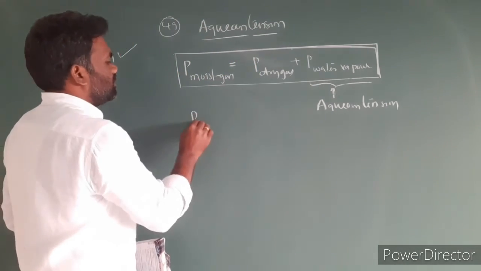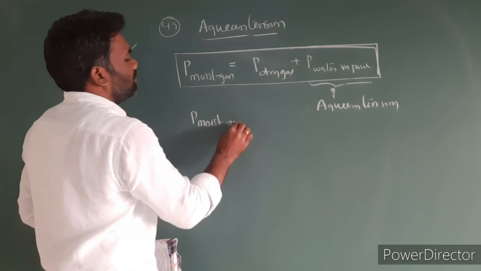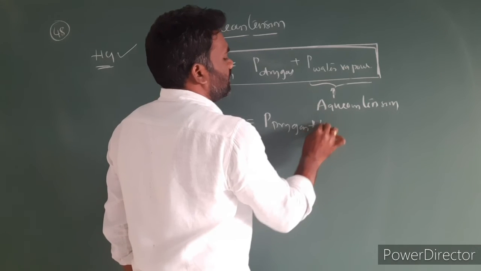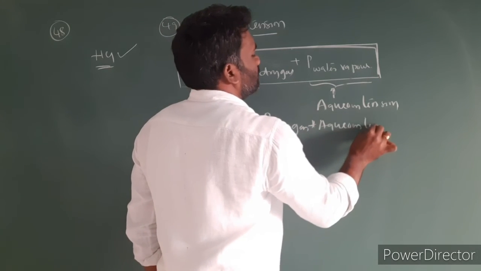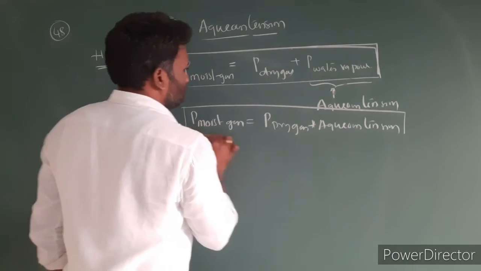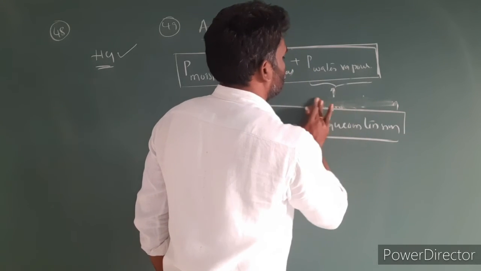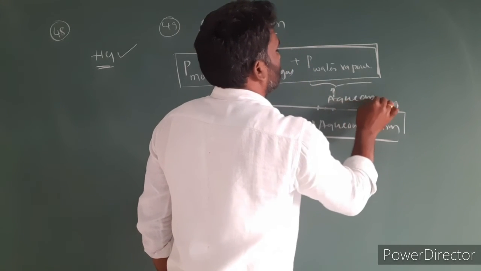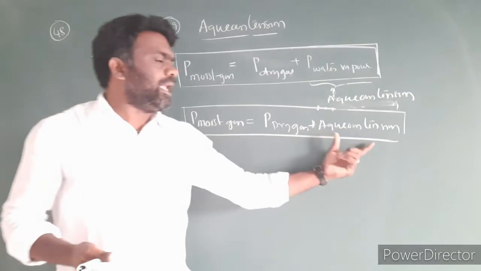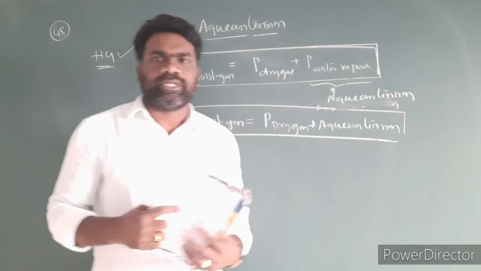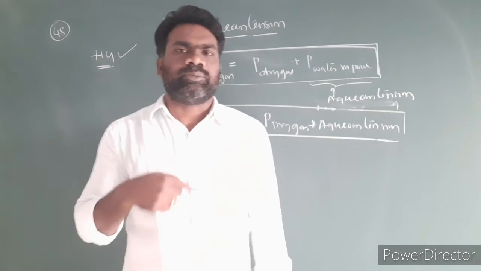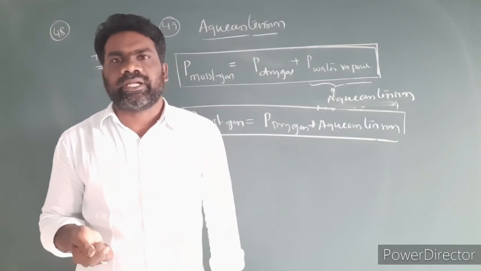We can write it another way: pressure of moist gas is equal to pressure of dry gas plus aqueous tension. You can use this directly also. Aqueous tension depends upon the temperature. As the temperature increases, aqueous tension increases. So when the temperature of water increases, aqueous tension also increases.